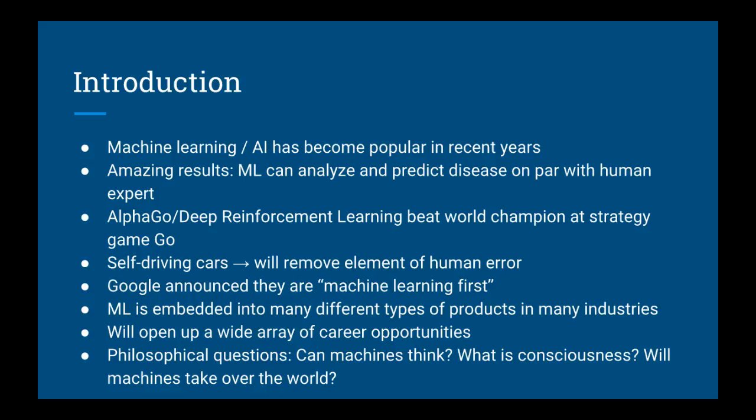In recent years, we've seen a resurgence in AI, or artificial intelligence, and machine learning. Machine learning has led to some amazing results, like being able to analyze medical images and predict diseases on par with human experts. Google's AlphaGo program was able to beat a world champion in the strategy game Go using deep reinforcement learning. Machine learning is even being used to program self-driving cars, which is going to change the automotive industry forever. Imagine a world with drastically reduced car accidents simply by removing the element of human error.